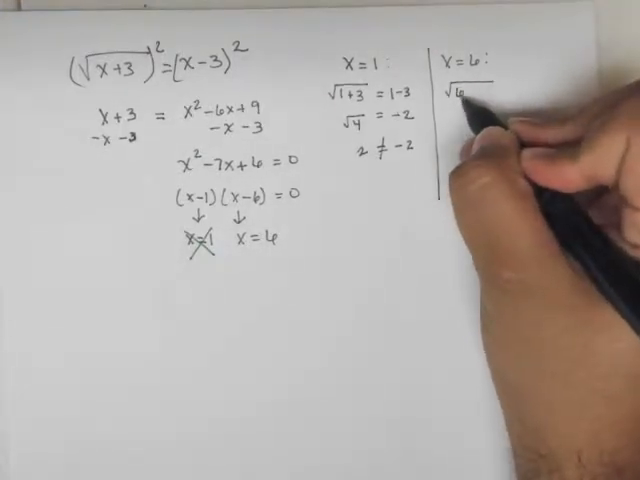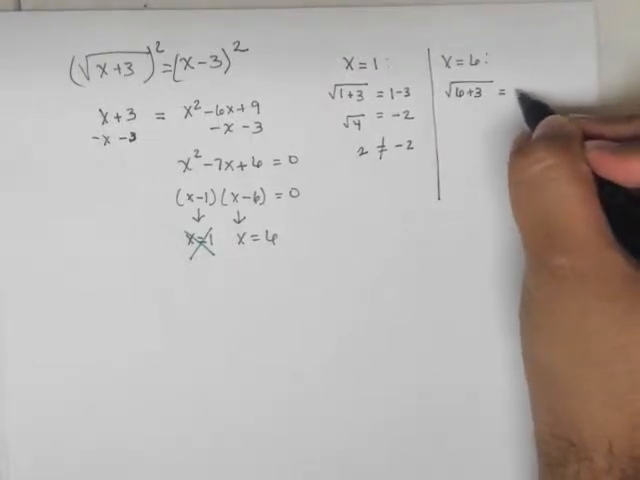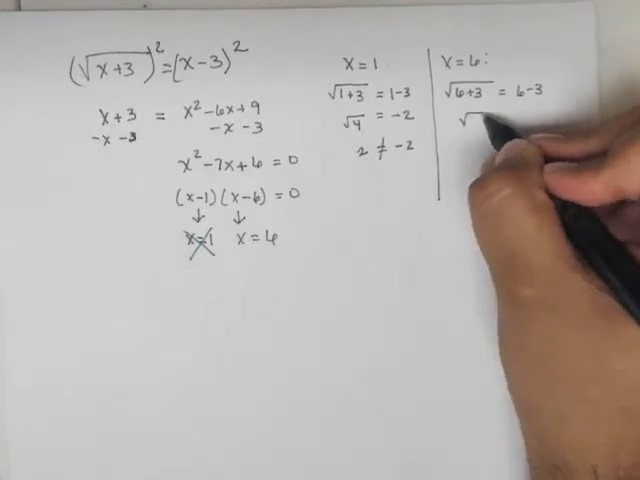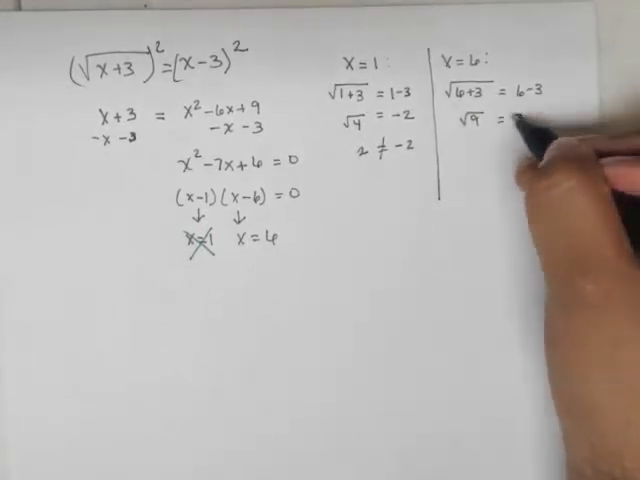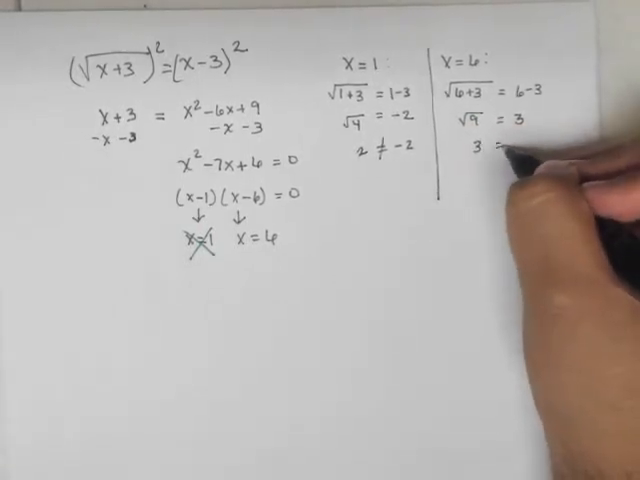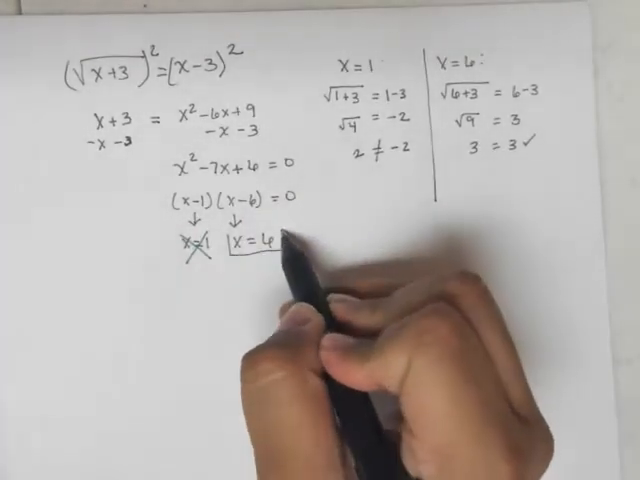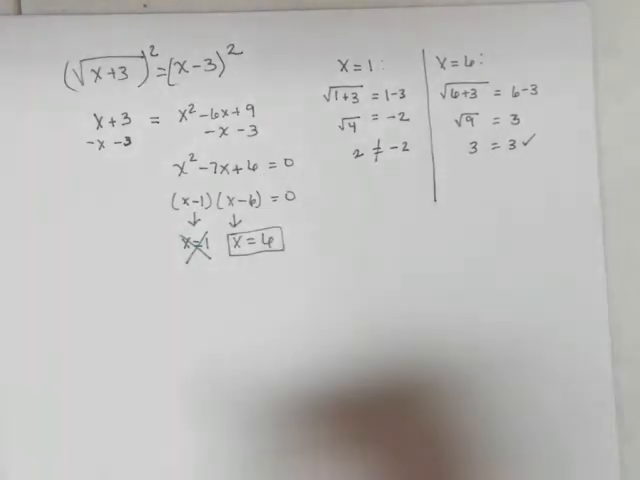Let's check. The square root of 6 plus 3 should equal 6 minus 3. 6 plus 3 is 9, and that should equal 3. The square root of 9 is 3, and 3 equals 3. This one checks out. So x equals 6 is actually our only solution for this radical equation.